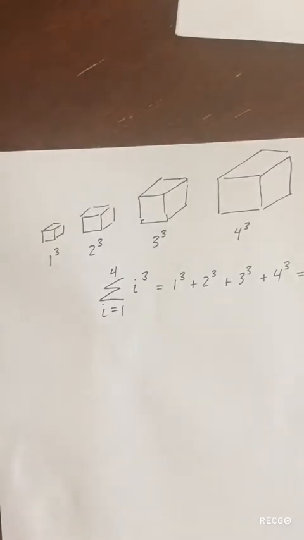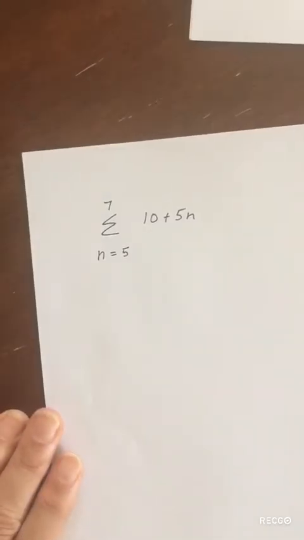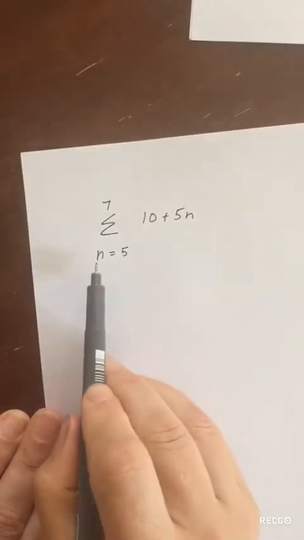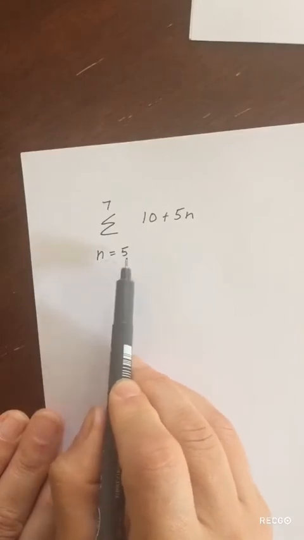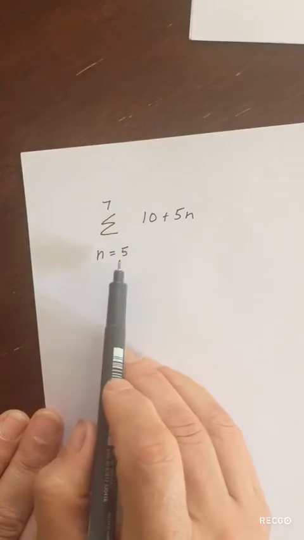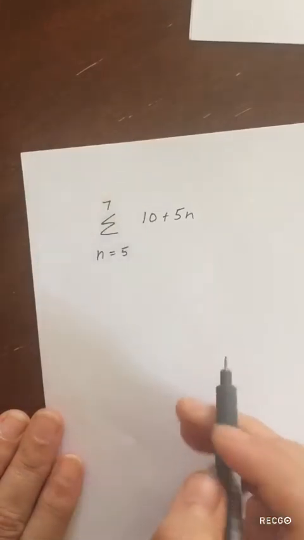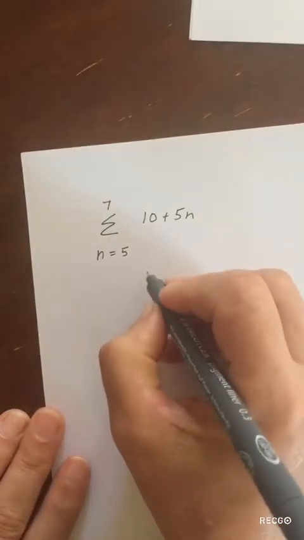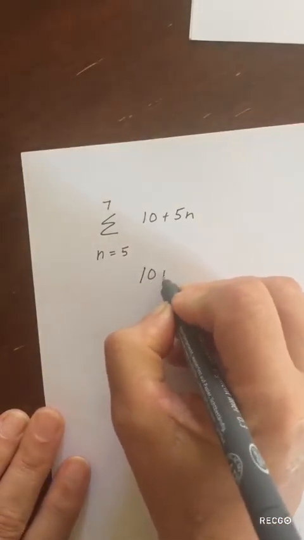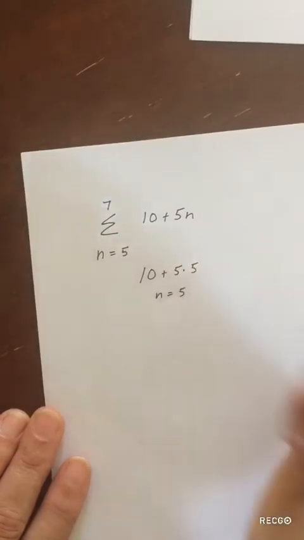We'll do some more examples of this in a minute. Let's look at this problem. What this is telling us to do is to start with the value of n equals 5, evaluate this, then step to n equals 6, evaluate this, then step to n equals 7, and evaluate that. So it's going to look like this. That's when n equals 5.